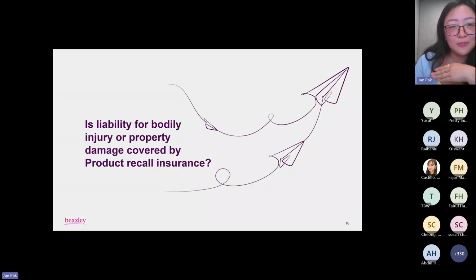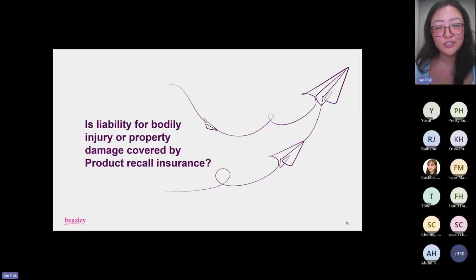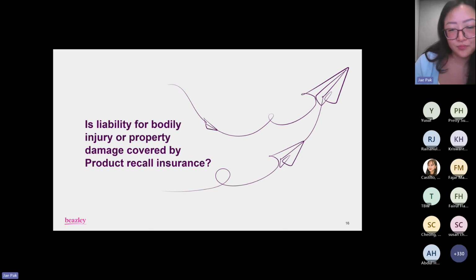So, is liability for bodily injury or property damage covered by product recall insurance? The answer is no.